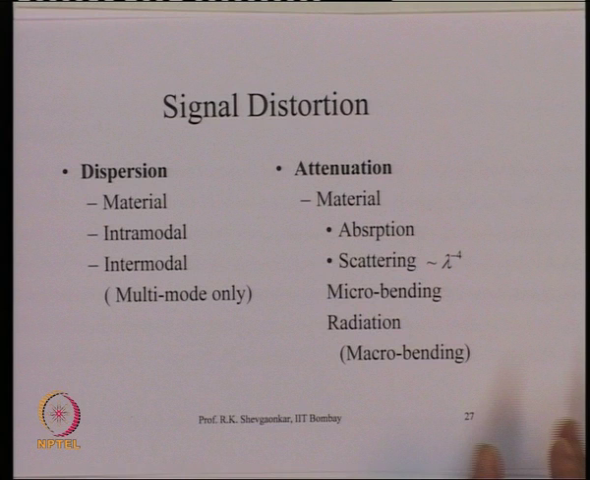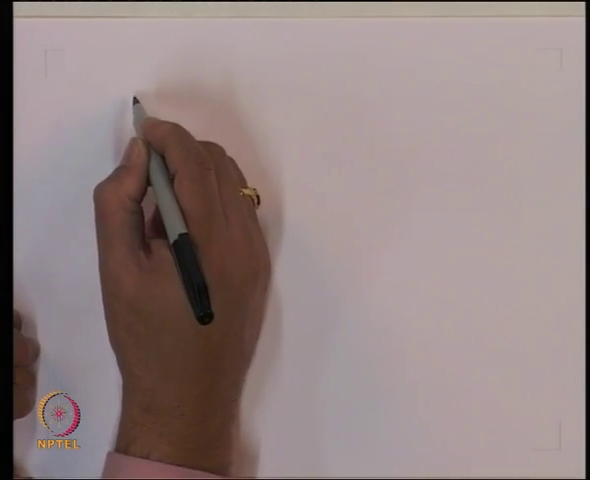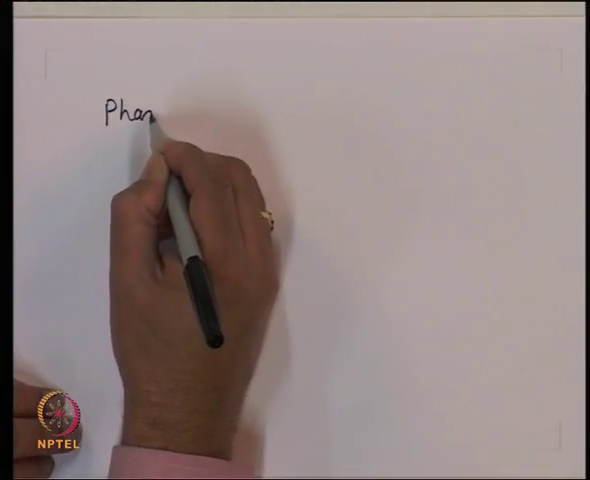So, let us take the first dispersion, which is the material dispersion. And what we find for material dispersion is that the refractive index is a function of wavelength, but there is no guiding of light inside the fiber. That means, if I ask what the phase constant is, the phase constant will be that of a transverse electromagnetic wave.